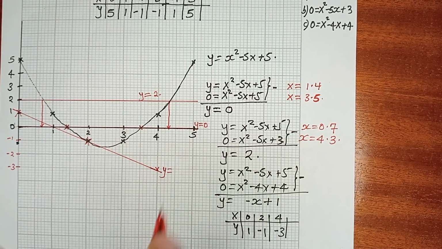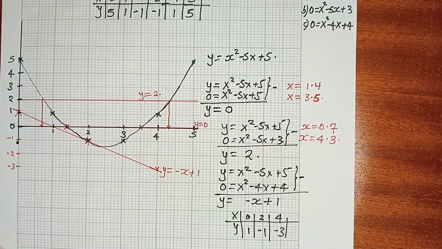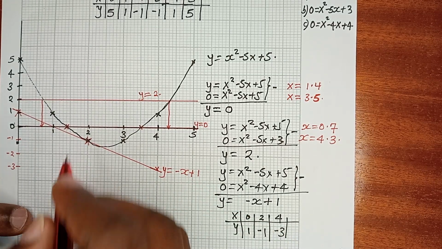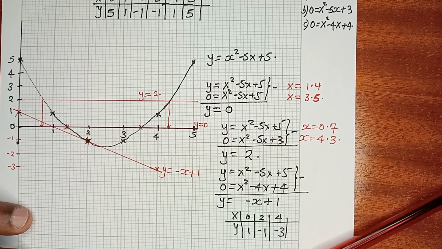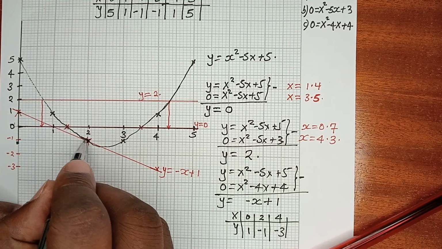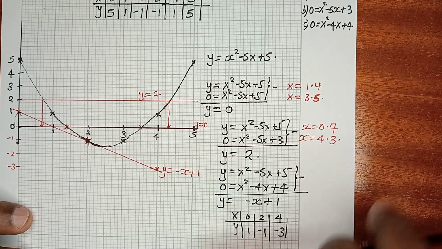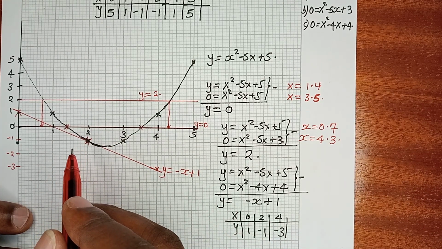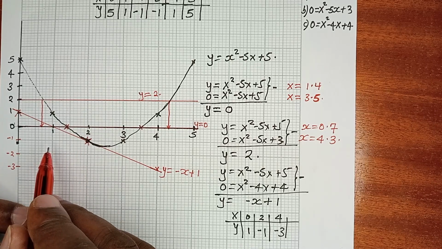This is y is equals to minus x plus 1. If you look at it carefully, you would see that it is just touching the curve at one point. So it is a tangent. It is a tangent to this curve. You see, it's a tangent to this curve, touching the curve at this one point. So the values of x in this particular aspect is just x is 2 and y itself is negative 1.